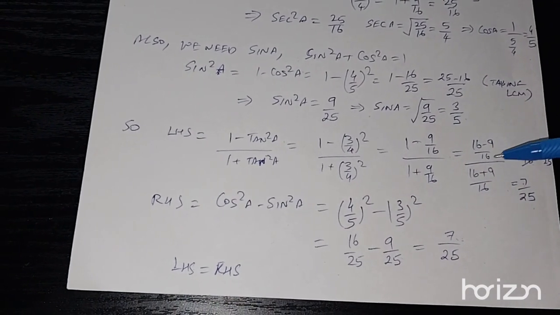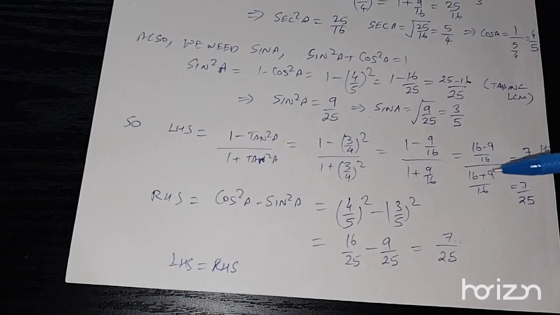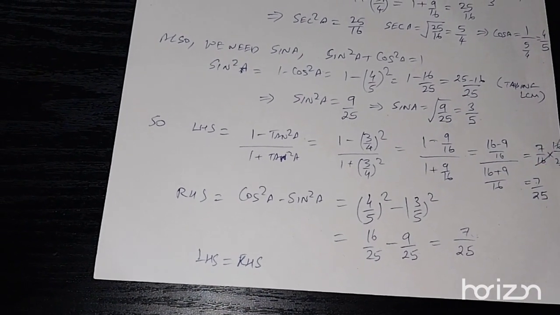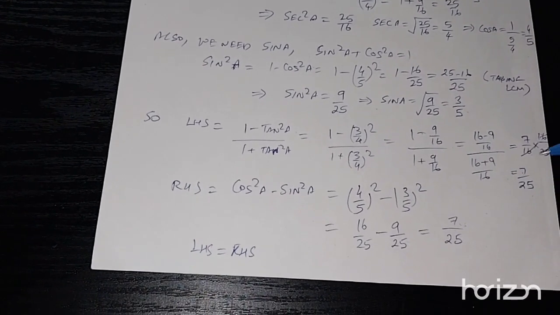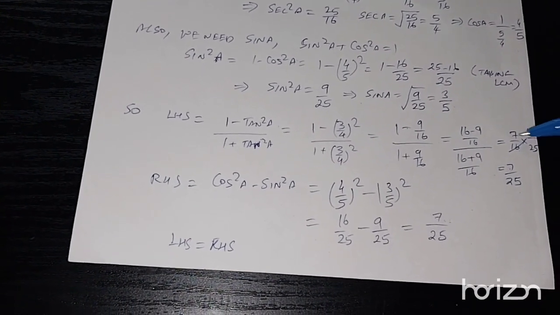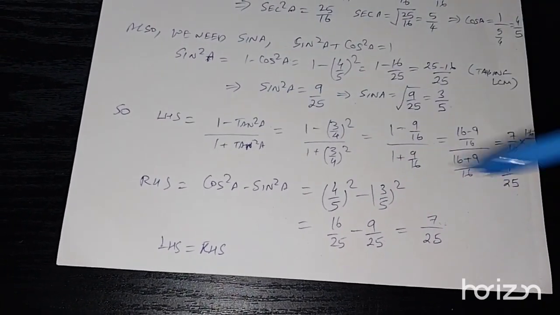So 16 minus 9 by 16 is 7 by 16. Here you have the division, so this 16 will go up, and this 16 plus 9 is 25, it will come down here. You cancel this 16 and 16, and 7 by 25 remains. Okay, that is your left hand side.